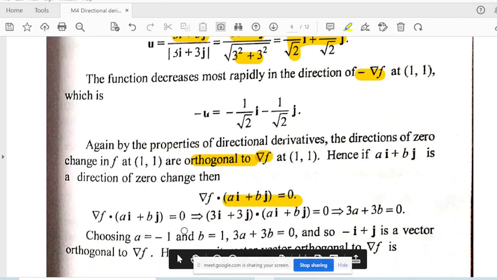So grad f here is 3 i cap plus 3 j cap, dot a i cap plus b j cap is equal to 0, which implies that doing the dot product you get 3a plus 3b equal to 0. So here basically you are getting only one equation in two unknowns a and b.